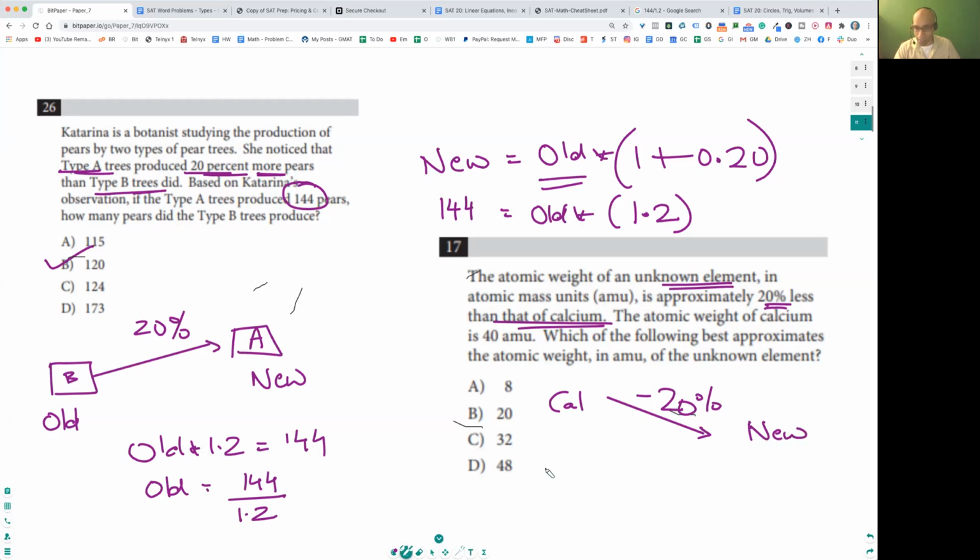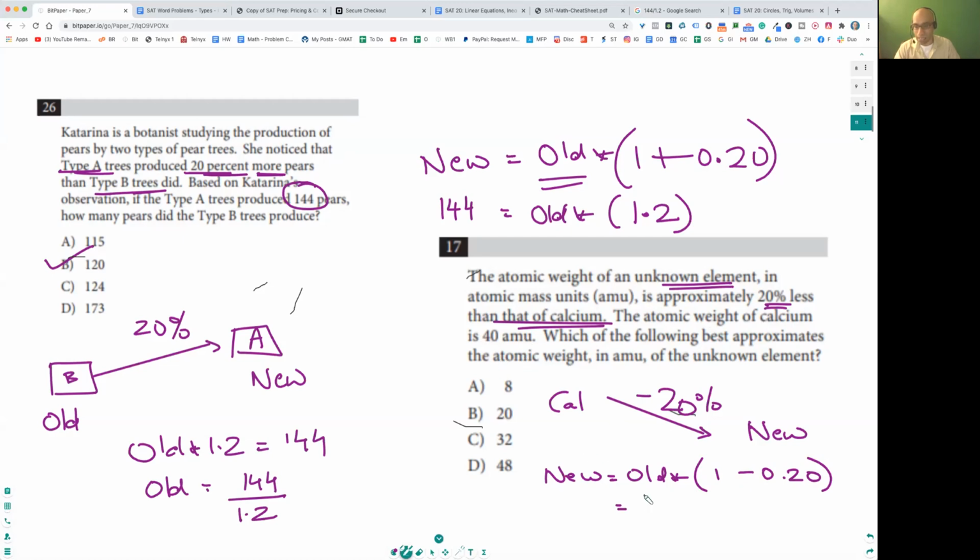So how do you do this now? Again, new is equal to old times 1 minus 0.2. Just memorize this. Some of you have already gotten like 50 to 75 points just by paying attention in this 80-minute class. Now what do you got? The calcium is 40, so you can do the 40 and then you can get your answer.